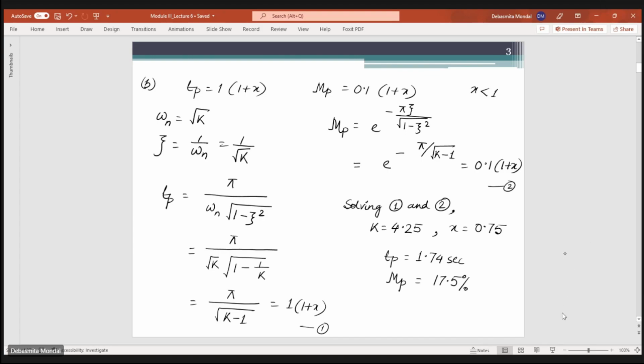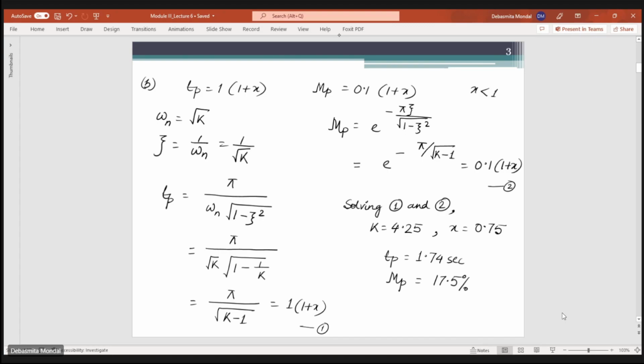Similarly, MP will also be given by 0.1 into 1 plus x, because it is given that both of these two parameters should be violated by the same amount. So that means 1 plus x will be multiplied in both the terms. So once you have this, again you can compare the equations, so again you have omega n equals square root of k.